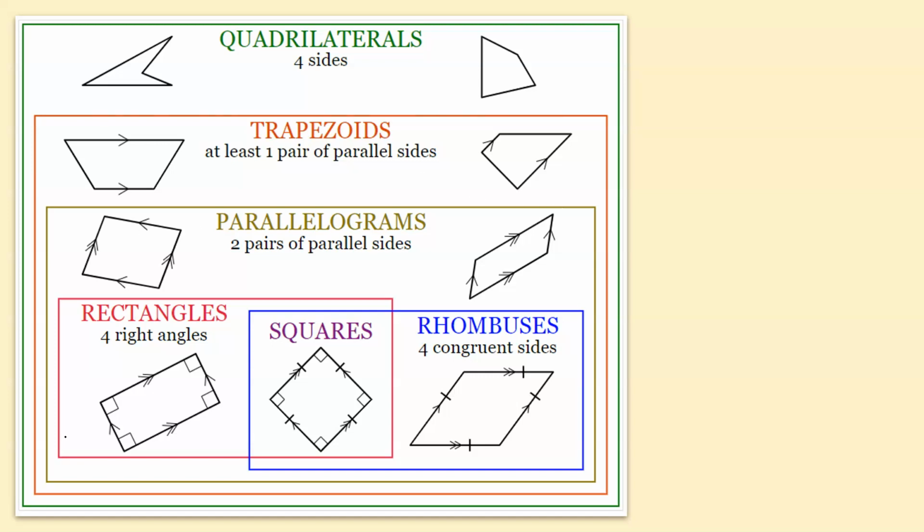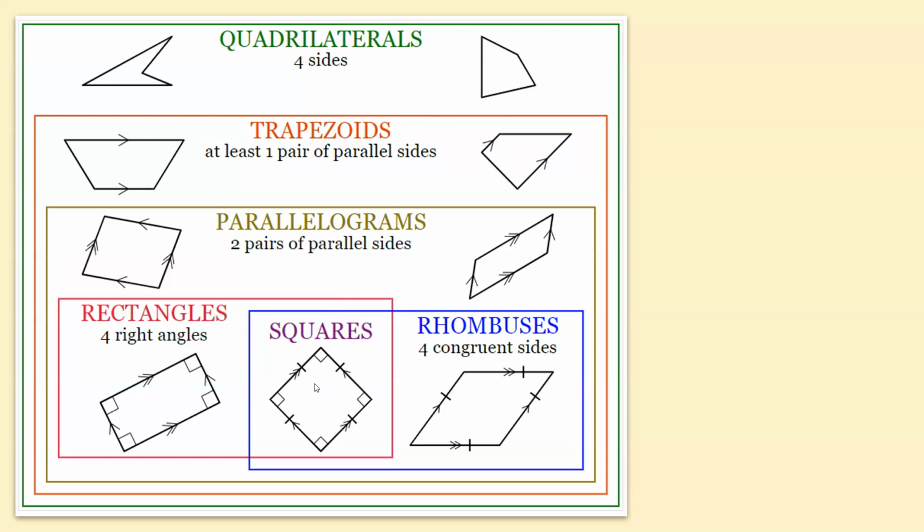Within trapezoids, you have parallelograms. Parallelograms have at least one pair of parallel sides, but they also have the other pair of parallel sides, so two pairs of parallel sides. So all of the parallelograms fit inside trapezoids. So then inside of parallelograms, we have the rectangles and the rhombuses. The rectangles being a parallelogram that has four right angles, the rhombus being a parallelogram that has four congruent sides. And then the overlap of rectangles and rhombuses is the square. So the square is a parallelogram that has four right angles and four congruent sides.